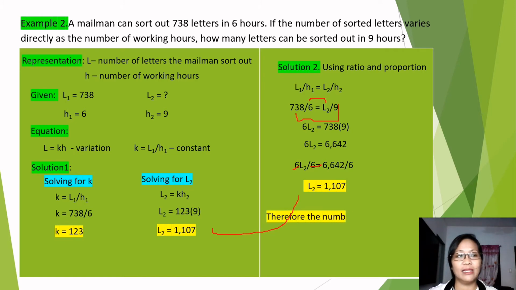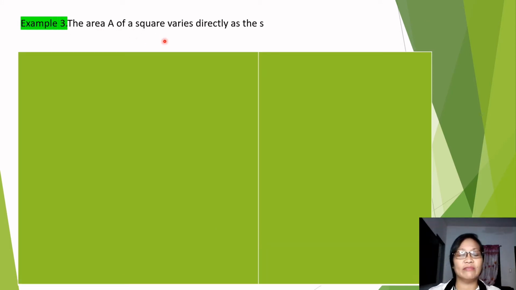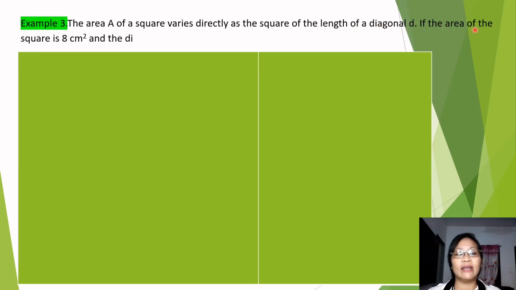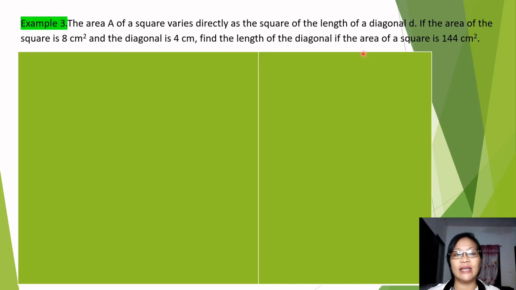Next example, example number 3. The area A of a square varies directly as the square of the length of a diagonal D. If the area of the square is 8 centimeters squared and the diagonal is 4 centimeters, find the length of the diagonal if the area of the square is 144 centimeters squared.